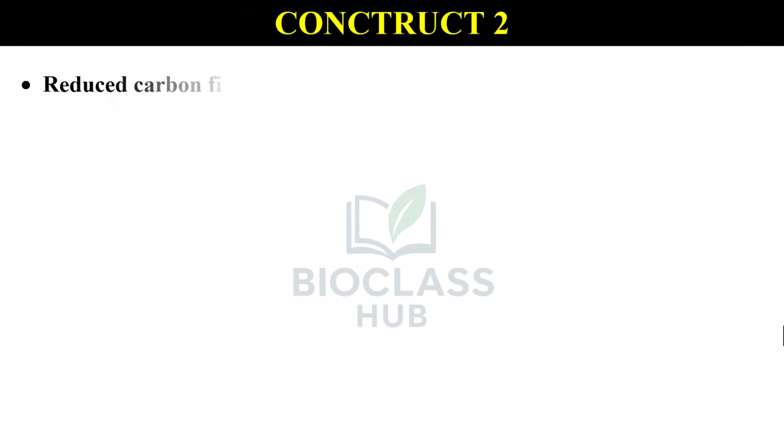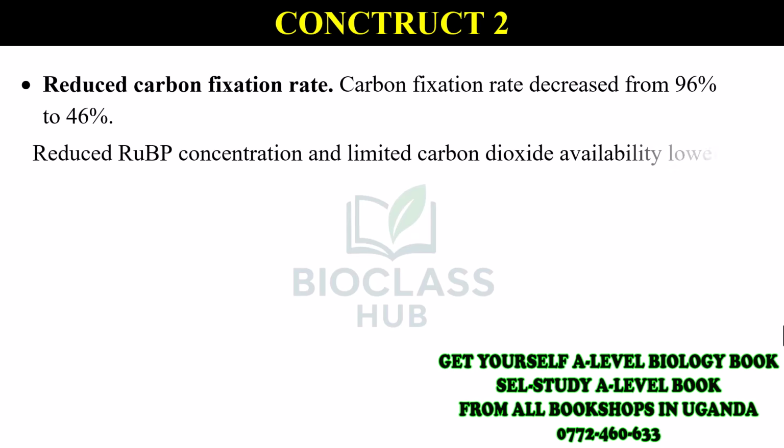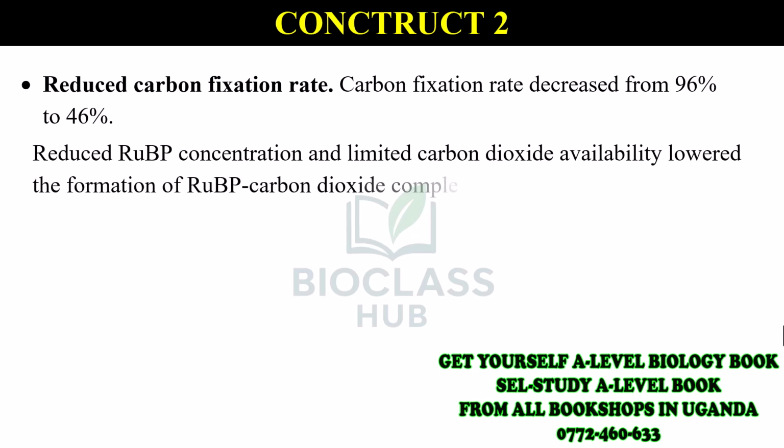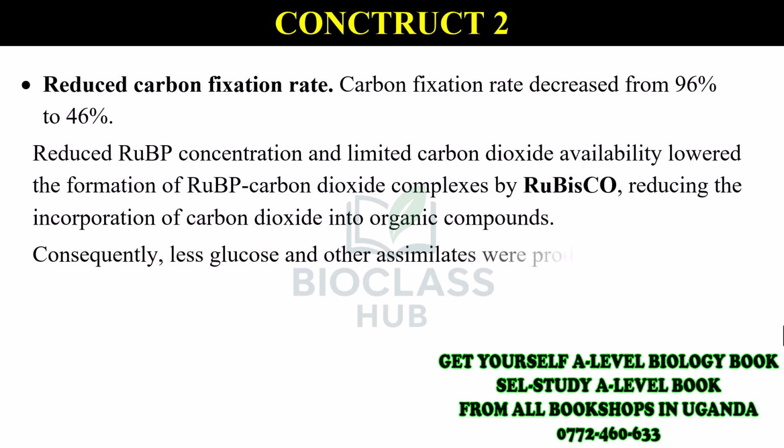Reduced carbon fixation rate. Carbon fixation rate decreased from 96 to 46%. Reduced RuBP concentration and limited carbon dioxide availability lowered the formation of RuBP carbon dioxide complexes by Rubisco, reducing the incorporation of carbon dioxide into organic compounds. Consequently, less glucose and other assimilates were produced for fruit growth and development.